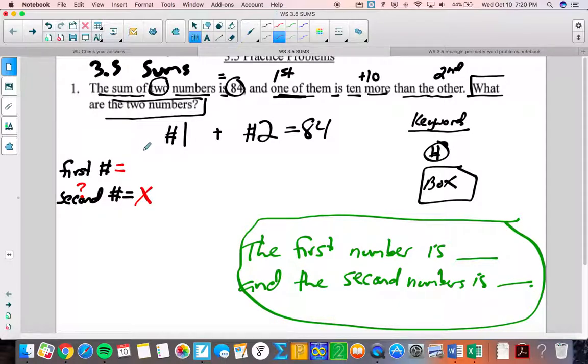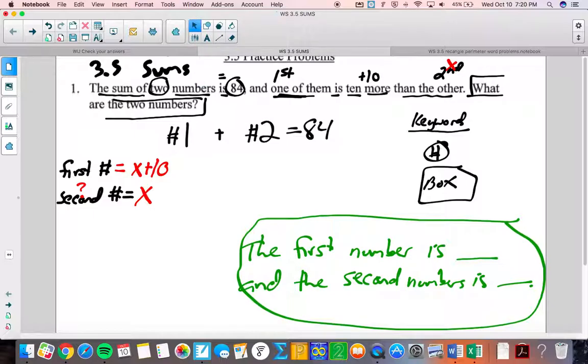But then check this out. If I make the second number x, and I know the first number is 10 more than the second number, remember the second number is my x. So the first number is 10 more than x. So I can write x plus 10. So now I can go back to what I call my verbal model. When we explained what we had to do, we had to take the first number plus the second number, and they have to equal 84. When we add them, that's verbal.